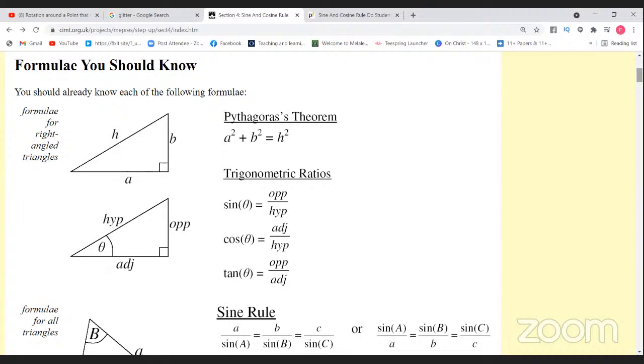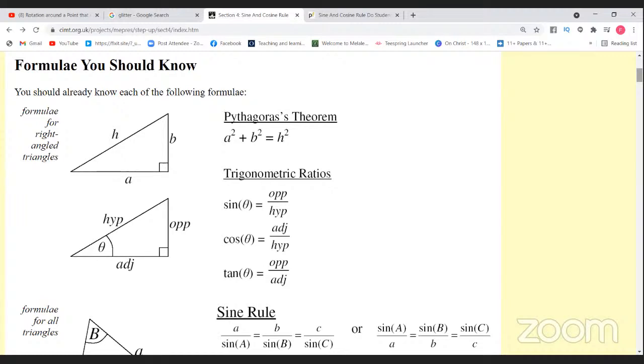Pythagoras theorem is only used when trying to find a missing side. Trig ratio is used to find a missing side or a missing angle. And it must be a right angle triangle for both of them. So use with right angle triangle, you can make a note of that.